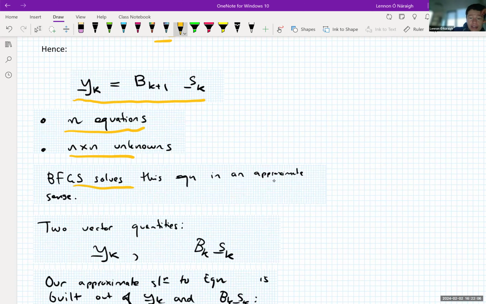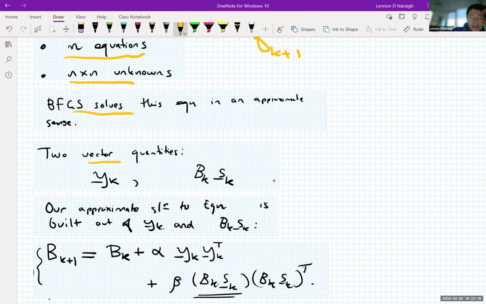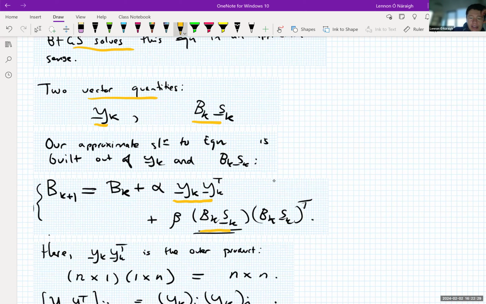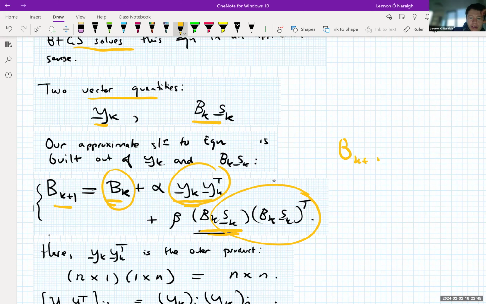BFGS addresses this by constructing an approximate solution for Bk+1. The idea is that we build our approximate solution out of two vector quantities, yk and Bk sk. The approximate solution is built out of an outer product of yk with itself and an outer product of Bk sk with itself. And also Bk itself, because Bk+1 is a correction to Bk. So these are our three elements in our approximation of Bk+1, and we form our approximation by taking a linear combination over the three elements involving alpha and beta.